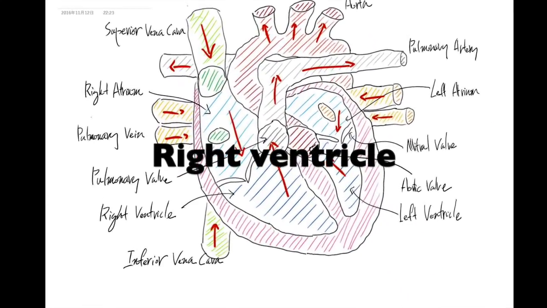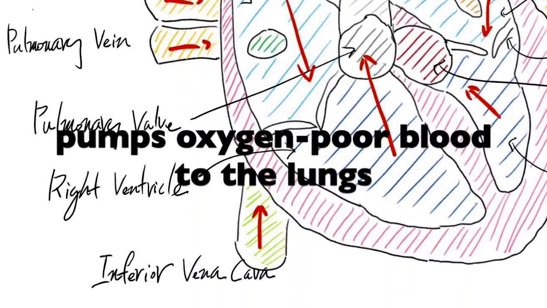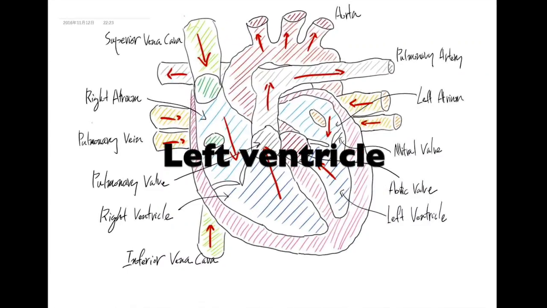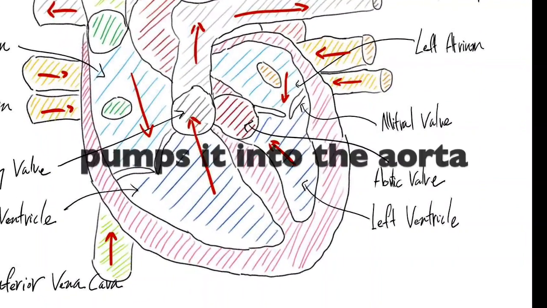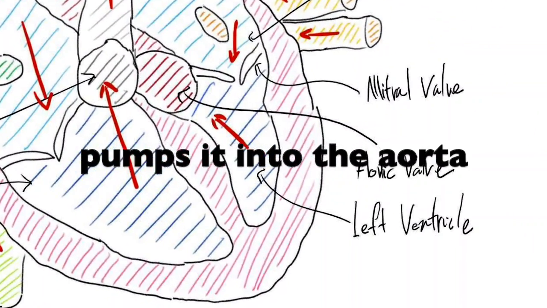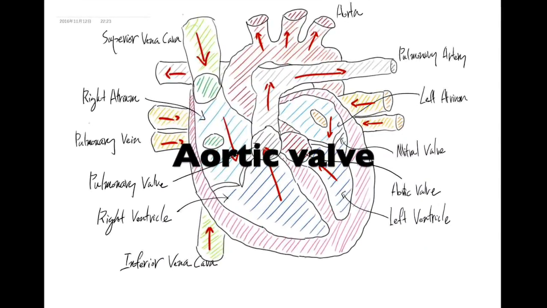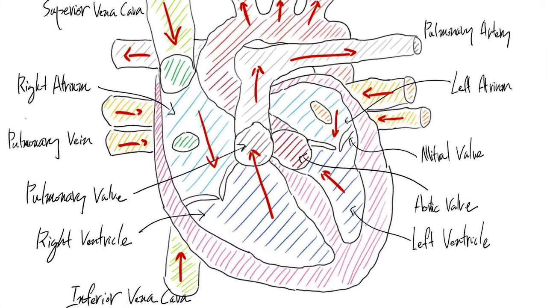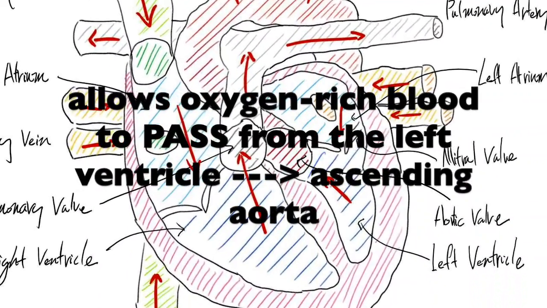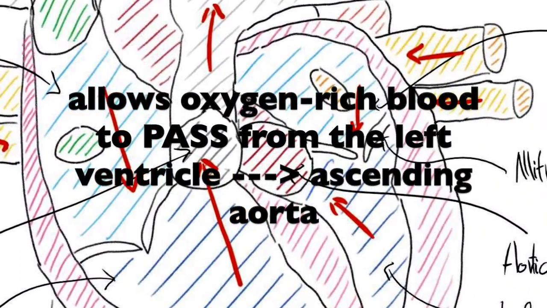Right ventricle. The chamber of the heart that pumps oxygen-poor blood to the lungs. Left ventricle. Receives blood from the left atrium and pumps the blood into the aorta for transport to the body cells. And finally, aortic valve. This heart valve is between the left ventricle and the aorta. It allows oxygen-rich blood to pass from the left ventricle into the ascending aorta.